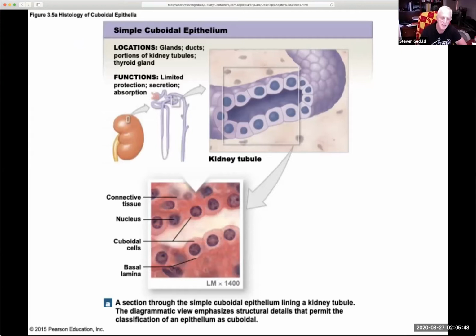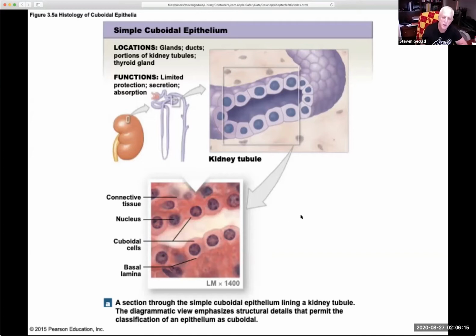This is an example of a kidney tubule. You see it's simple because it's one layer. You see it's cuboidal because the cells are shaped like a cube. Everybody see that right here in this little box. You can see it here in the histological slide, which is something you'll see on your practicum. You can see you have one layer, and you can see it is cube-shaped.